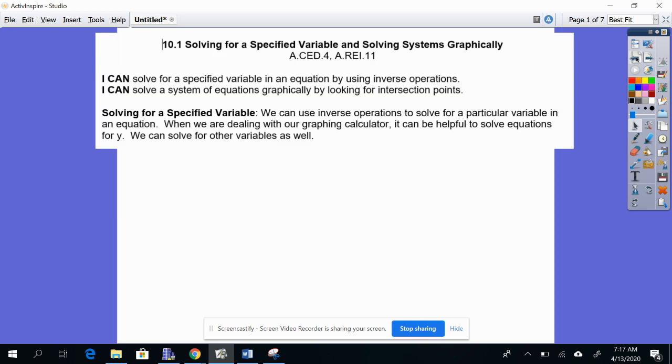Hey everyone, so today we're going to be looking at 10.1. We're going to be solving for a specific variable, and then we are also going to be solving systems of equations graphically. You guys already know how to do the second one. We've talked about it before, and the calculator is going to do most of the work for you. So let's start off with solving for a specific variable.